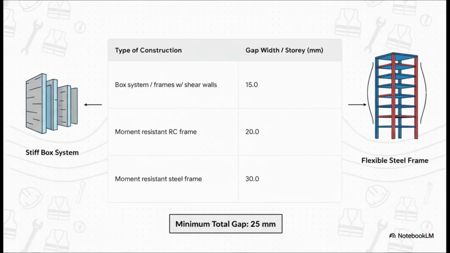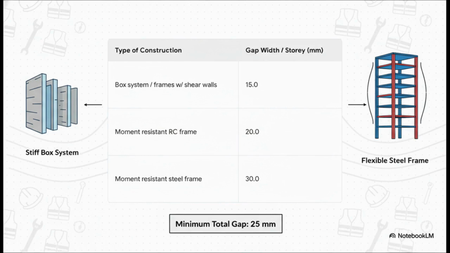So, how much space is enough? Well, the code doesn't leave you guessing. As you can see right here in Table 1, it's very specific. And what's really interesting is the logic behind it. A stiff, rigid box system only needs about a 15mm gap per story. But a more flexible steel frame, which is actually designed to sway more to get rid of that energy, needs double that space, 30mm. So the code is directly linking the gap to how the building is expected to behave.